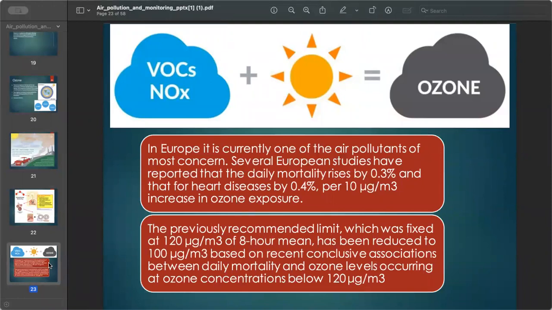Several European studies have reported that daily mortality rises by 0.3% and that for heart disease by 0.4% per 10 microgram per cubic meter increase in ozone exposure. The previously recommended limit, which was fixed at 120 microgram per cubic meter of 8-hour mean, has been reduced to 100 microgram per cubic meter based on recent conclusive association between daily mortality and ozone level occurring at ozone concentration below 120 microgram per cubic meter.